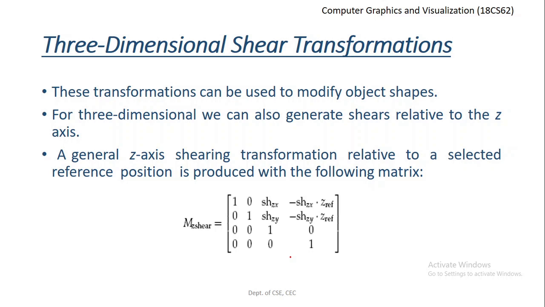General z-axis shearing transformation relative to a selected reference position is produced with the following matrix. So this is a matrix that represents the general z-axis shearing transformation relative to a selected reference position, that is z reference. So what is this matrix? 1 0 shearing factor shzx, minus shzx into the z reference, 0 1 shzy, minus shzy into z reference, 0 0 1 0 and 0 0 0 1. So this is a matrix that represents a general shearing transformation relative to a selected reference position.